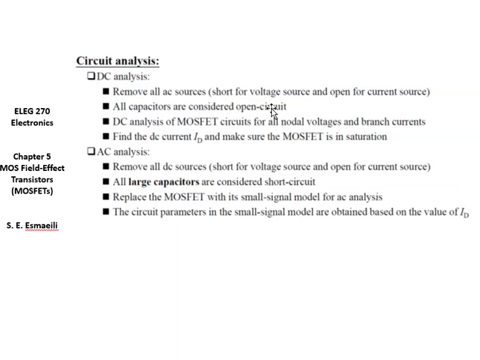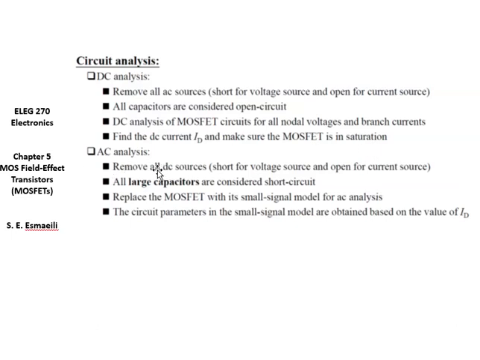If there were no capacitors, no change will happen. Then you do the DC analysis of the MOSFET, okay? Then we find ID and we make sure that the MOSFET is in saturation. Then, after we made sure, we go to the AC analysis.